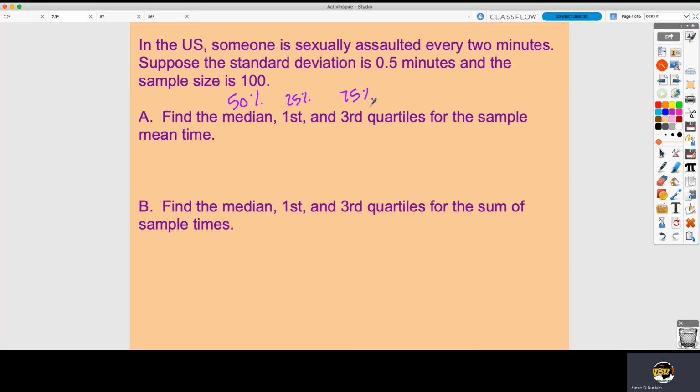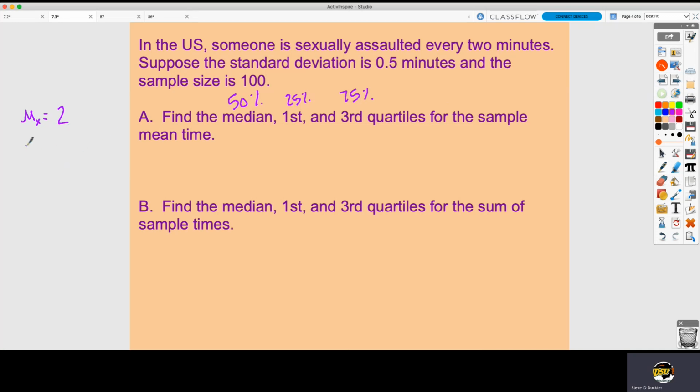All right, so for this first one, to find those percentiles, we need to find the sample mean time. Do we have our average here? Are we given that? What is it? Yeah, 2, every 2 minutes. They didn't say it specifically that the average was 2, but how it's written there, it's given to us.